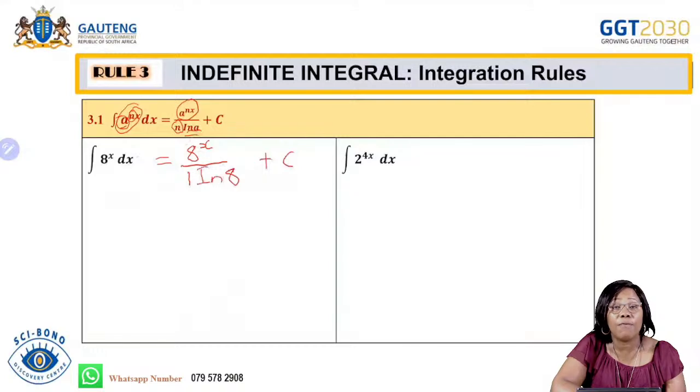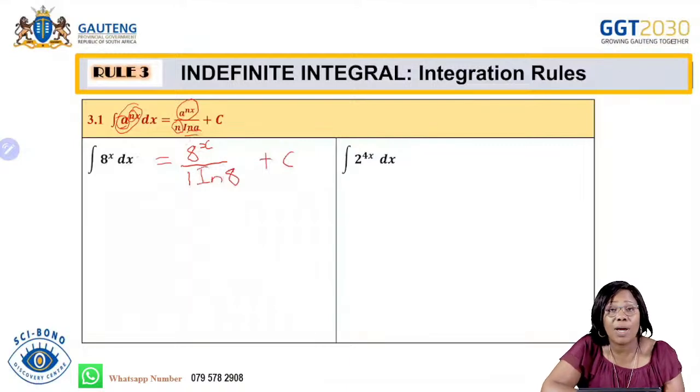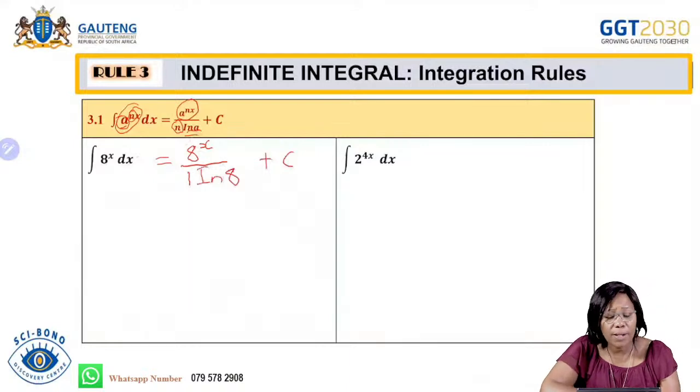They are at the back of your question paper. Yours is to compare the type of question that you are having versus the rules at the back of your question paper, so that you select wisely, so the correct one. Okay. Now let's look at the second one.